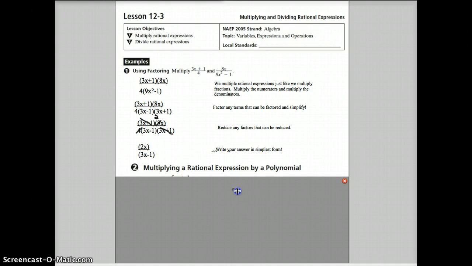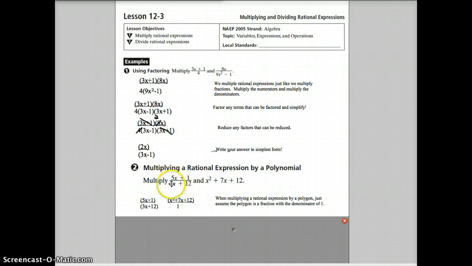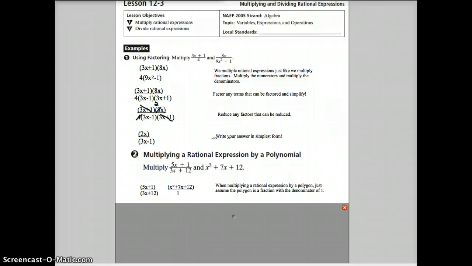Let's look at multiplying a rational expression by a polynomial. And again, if you were multiplying a fraction times a whole number, you would imagine that that whole number was over 1, so that you can multiply your numerators and multiply your denominators. So that's what we're going to do. We're going to pretend that our polynomial is over 1, and now we can follow what we just did in example 1, which is multiply our numerators and multiply our denominators.